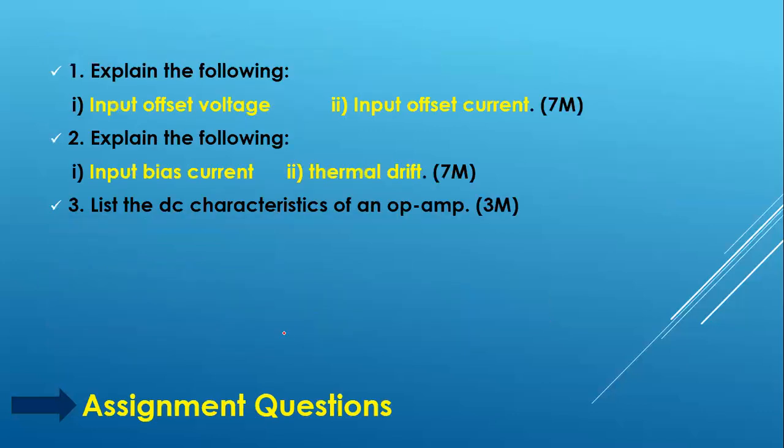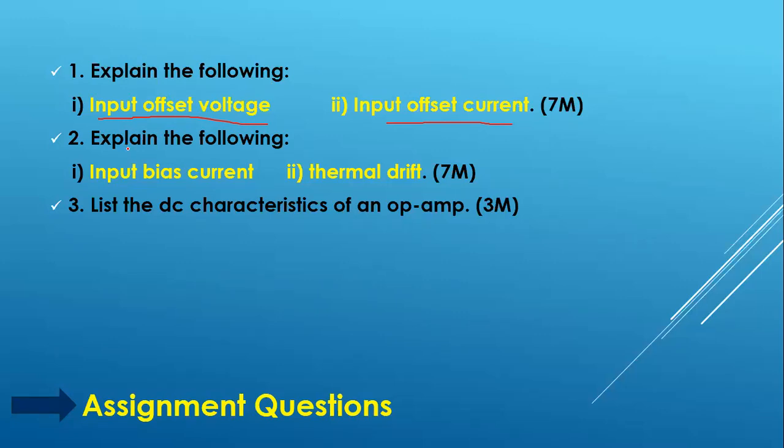These are the assignment questions that we can expect from this topic. Essay questions will be like this: explain the following terms, first input offset voltage and input offset current. Among these 5 terms, any of the characteristics can be asked. Here, input offset voltage and input offset current are for 7 marks, each carrying 3.5.